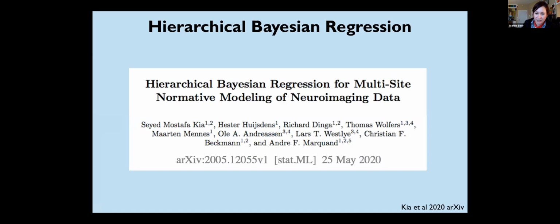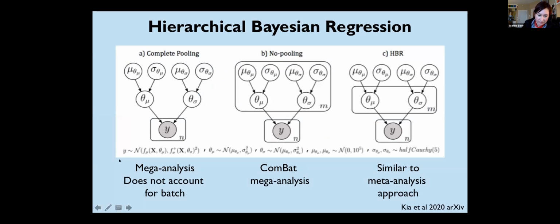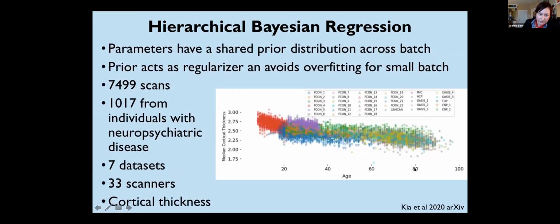Hierarchical Bayesian regression, I kind of put into this robust downstream category. In this paper, they compared it with mega-analysis. I'm putting these categories on here myself, and to me, this HBR approach is similar to a meta-analysis approach. I don't know if the authors would agree, but it seems similar to me. And we've already seen this in an earlier talk.